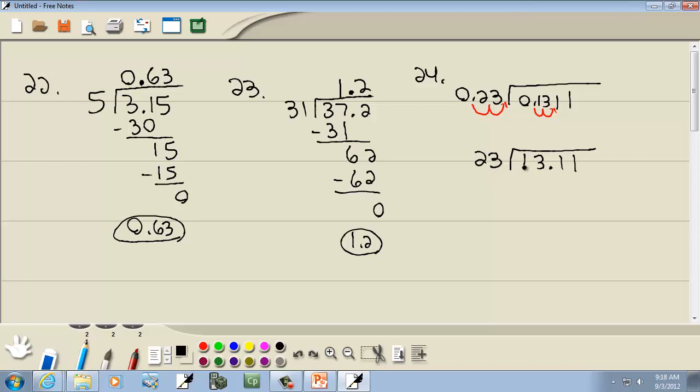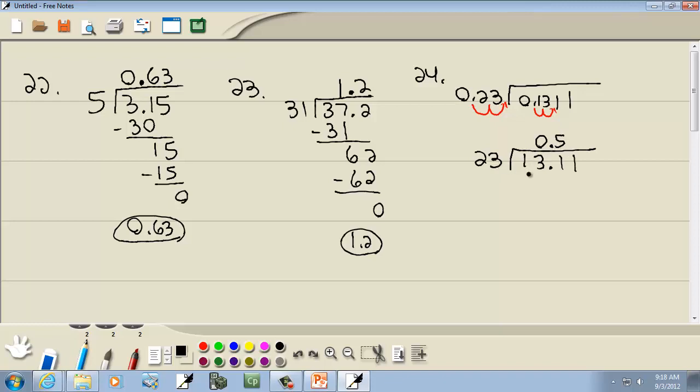Okay, 23 doesn't go into 1, doesn't go into 13. I'm going to put a 0 here just for a placeholder before the decimal. Again, decimal goes straight up from where it's at. 23 probably goes into 131. Well, it does, but I don't know how many times. Let me see. 5. Put a 5 there. That's 15, 1, 11. How about 6? 6 is 8, 1. Okay, I think it's 5.